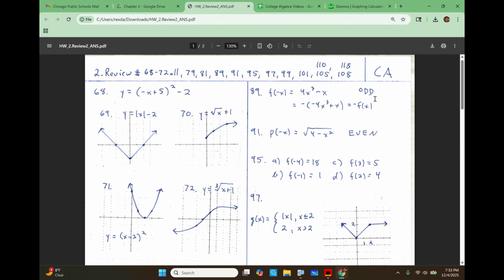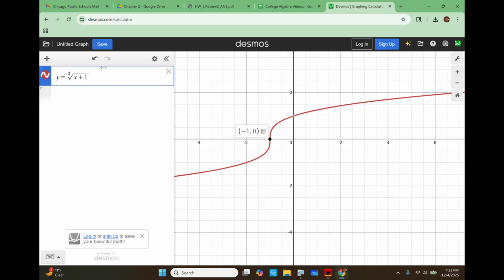Let's look at 91. P of negative x is equal to square root of 4 minus negative x squared. But if you square that negative x, it just keeps its same sign. So this is the exact same original function. So P of negative x equals P of x, proving that's an even function, symmetric about the y-axis. And let's look at this one here. Square root 4 minus x squared.